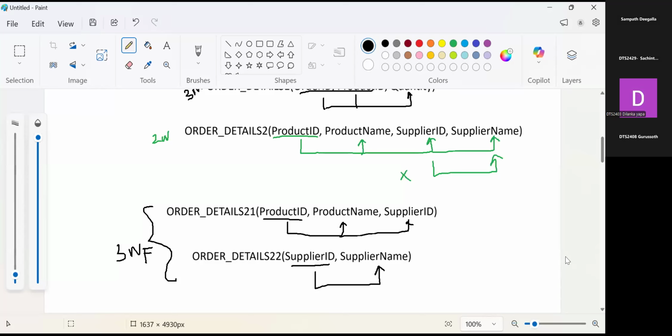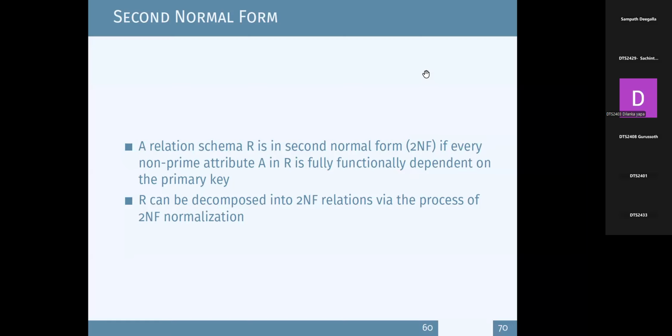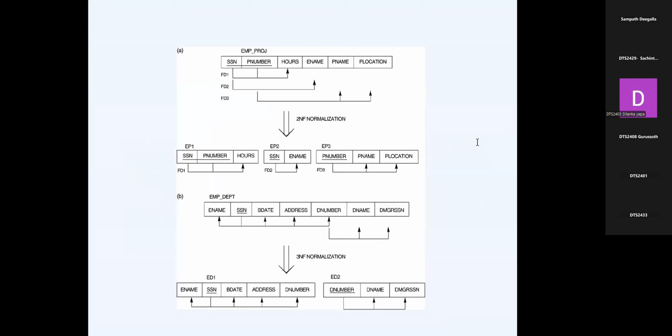Okay, so I hope now you have a good understanding about first normal form, second normal form, and third normal form. Right. Now let's go back to the slides. So we discussed second normal form and third normal form as well. Now let me discuss one more example.